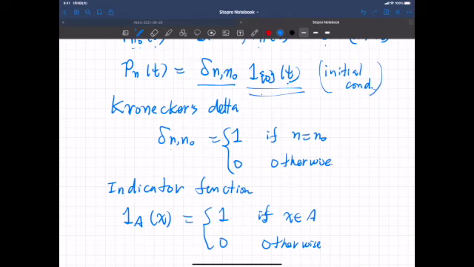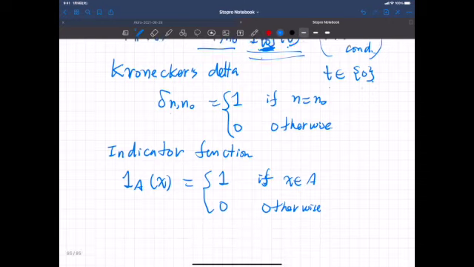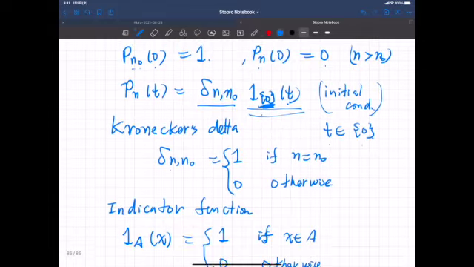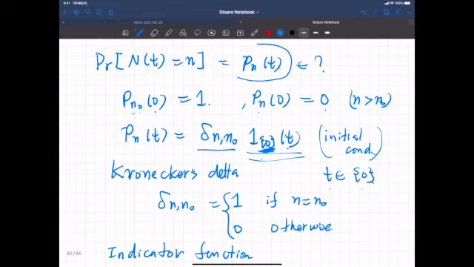So if t belongs to this set, the set containing only one number, which is 0, that means t is equal to 0. Then this is 1. Otherwise, it's 0. Okay, so this is the initial condition. Based on these assumptions, let us try to construct some differential difference equation, which should be satisfied by this function, which we want to determine.